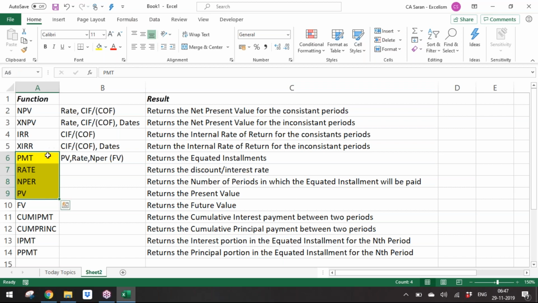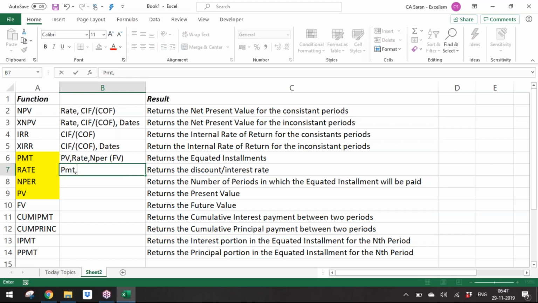If you want to calculate this, the remaining three are required. If you want to calculate this, these three are required. If you want to calculate this, these three are required. And finally, if you want to calculate the loan amount, these three are required. So what I'll be doing, I'll just take the remaining three. PMT is required, then NPER is required, then PV is required. For example, I have another three parameters. So what I'm going to do now, rate is also required.